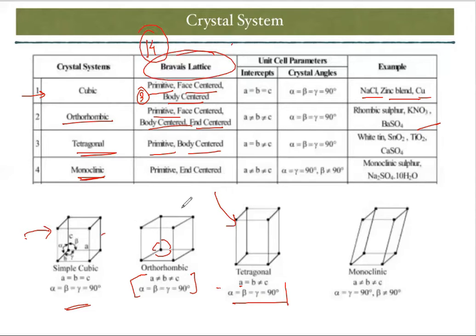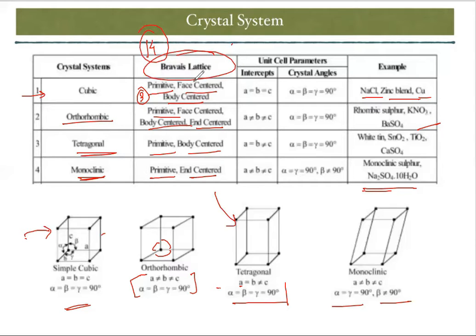Next one is the monoclinic. Monoclinic Bravais lattices possible are primitive and end centered. So this is the monoclinic picture. Here A is not equal to B, not equal to C. Alpha and gamma are 90, beta is not 90. Examples are monoclinic sulfur and Na2SO4·10H2O.